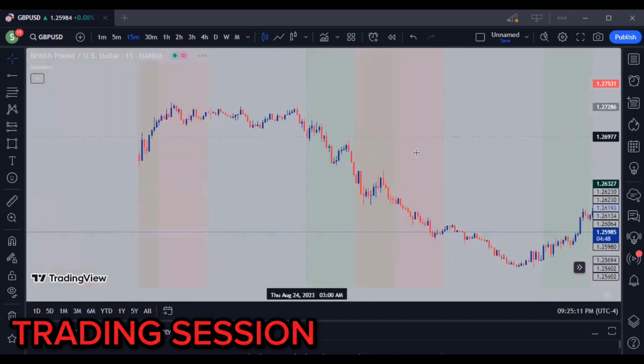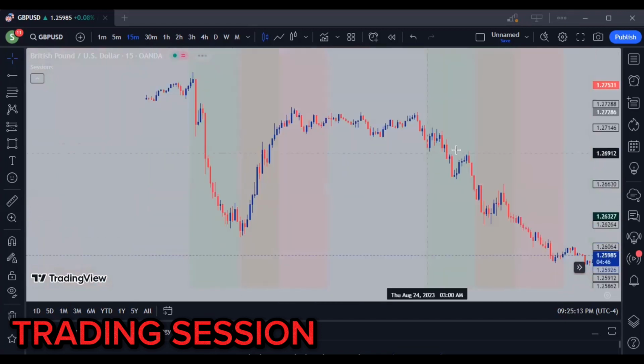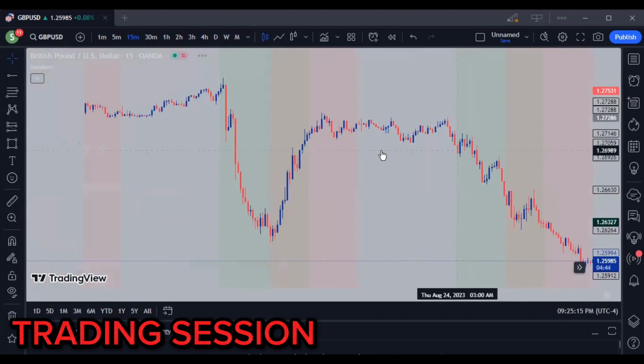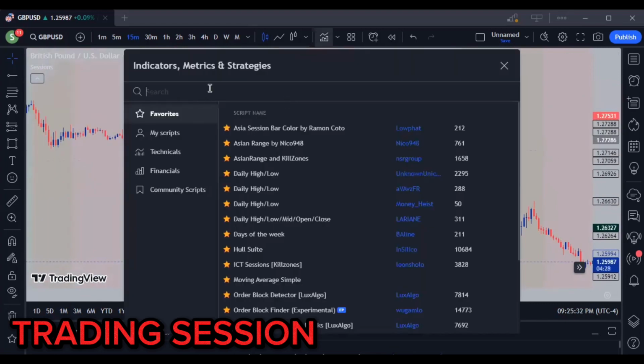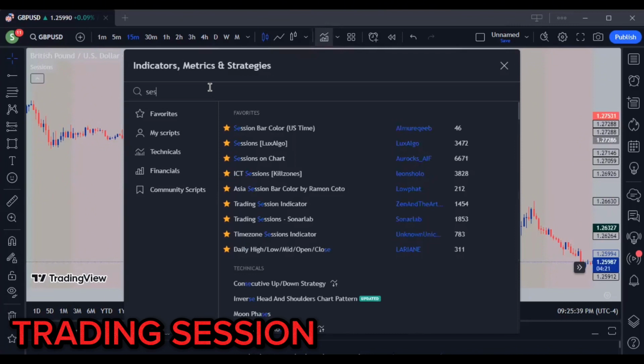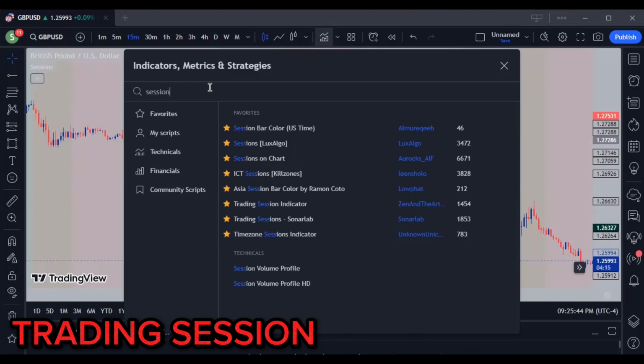And how can you set your session indicator? Just come to this indicator icon on TradingView, tap on it. You are going to have this. Come here, type session on chart. Sorry, I made a mistake. Session on chart.